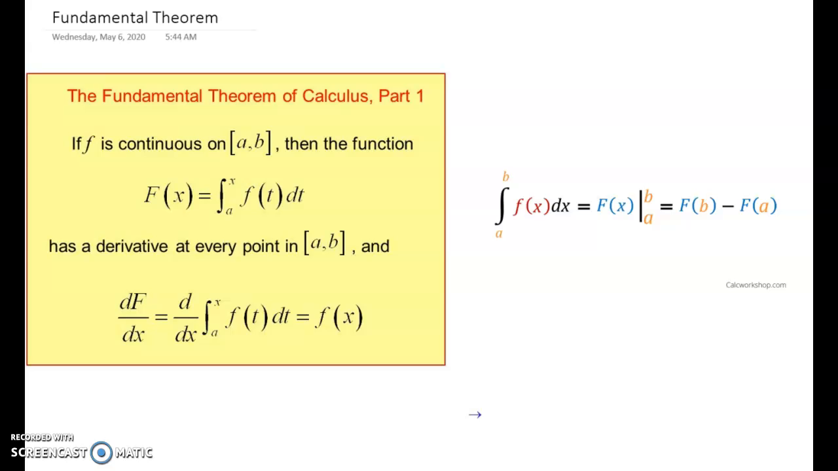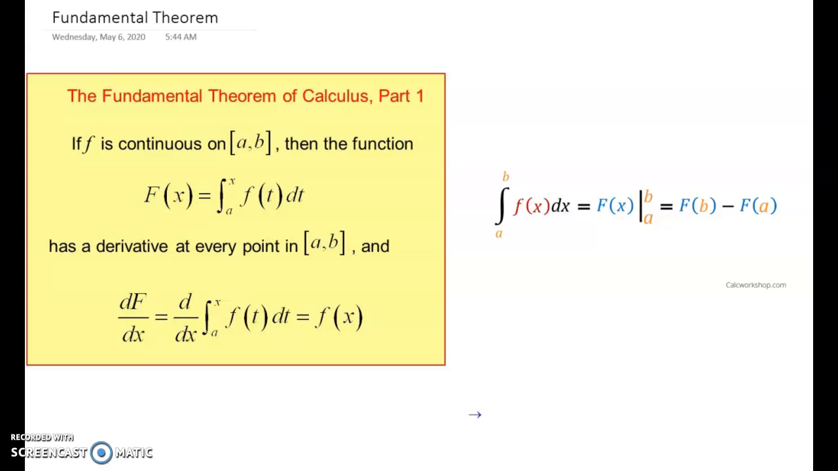So today, the review topic is the fundamental theorem of calculus. The fundamental theorem of calculus comes in two parts. The first part is the part that really reveals that inverse relationship between integrals and derivatives. And it says that if you take the derivative of a function that's defined as an integral, you wind up back where you started because they kind of undo each other.